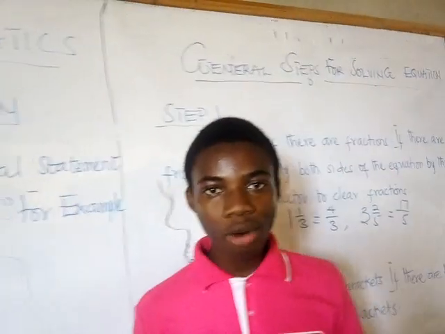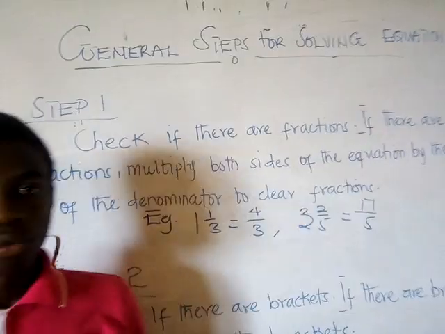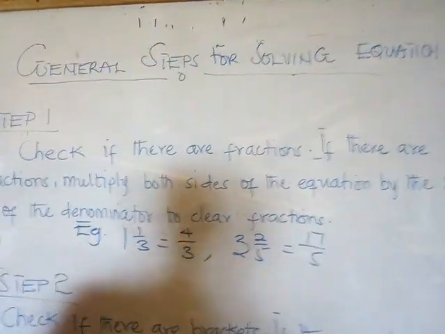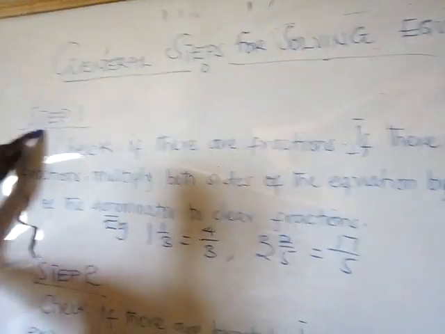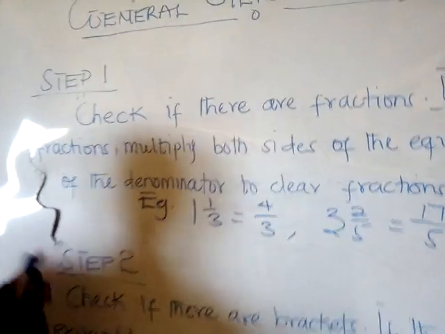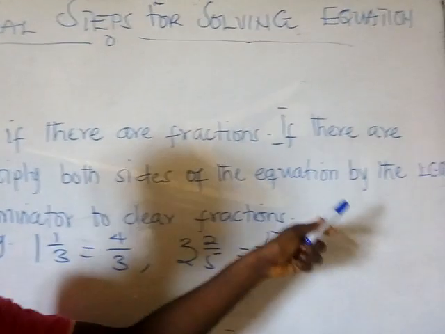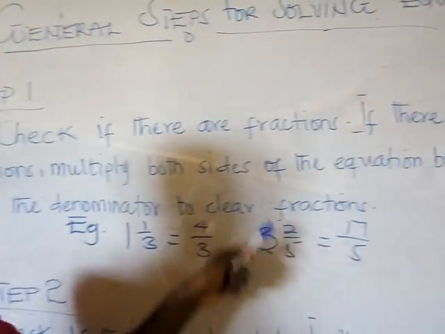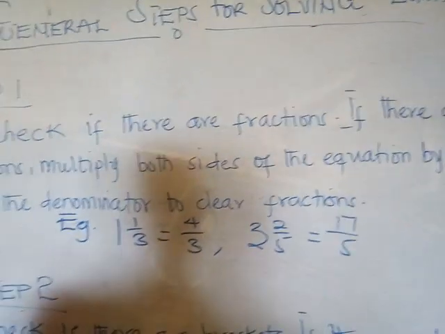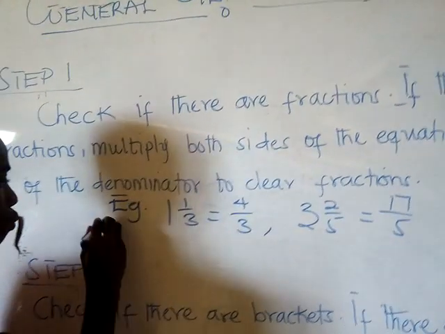Okay, so now we are about to get to know the general steps in solving equations. The first step is to check if there are fractions. If there are fractions, multiply both sides of the equation by the LCM of the denominator to clear the fraction. So let's check some examples.